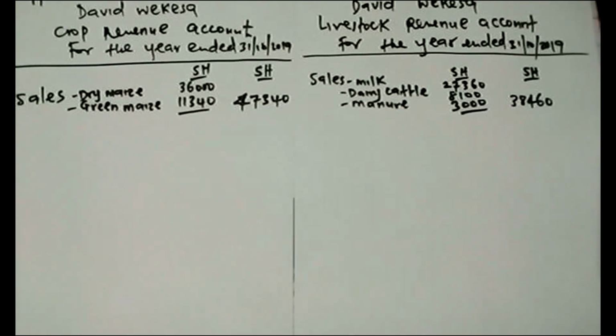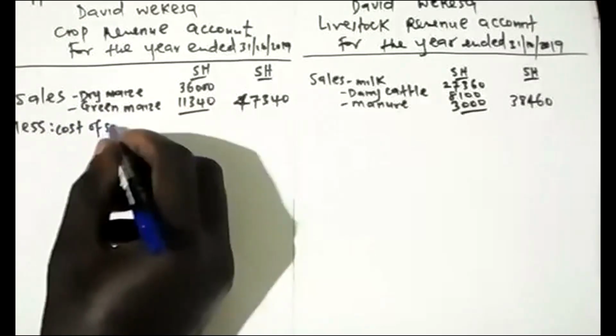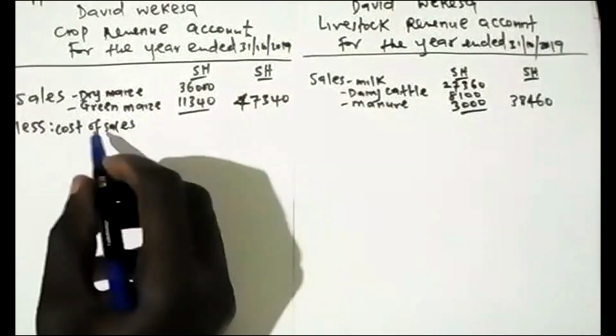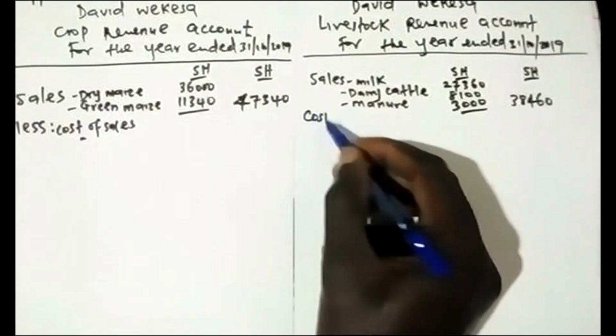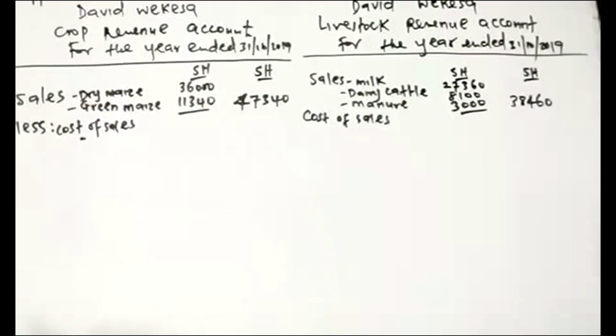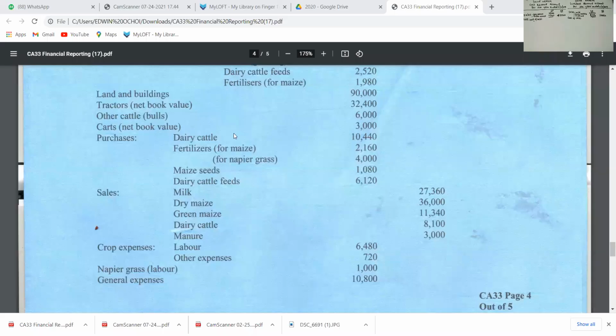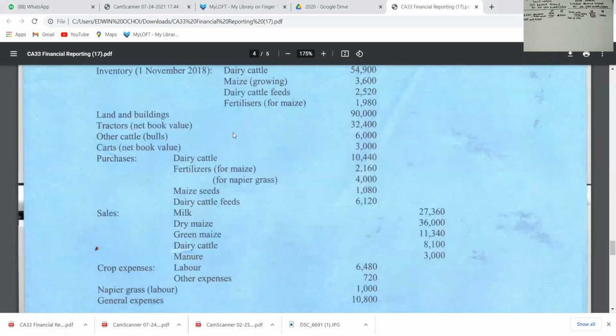That is okay. Then the next thing, we go to the cost of sales. So we raise the cost of sales. Even the cost of sales, just you raise the items which are for crop and the ones which are for livestock. So for the cost of sales, you know that you start from opening stock, you add purchases, you raise the closing stock. Opening stock plus purchases minus closing stock.